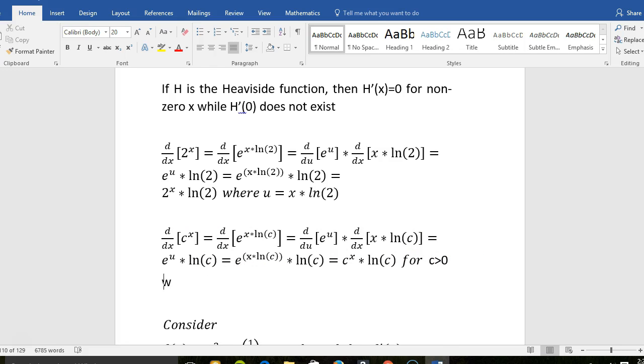Again, where u equals, it's going to be c. No, wait, it's going to be x ln c. Okay. And then, so we have that. So u equals x ln c. So I can replace 2 with 3 or 4 or the letter c. So d by dx of positive c raised to the x, you just do e to the x ln c. You do the chain rule where u equals x ln c, and you just get all this stuff right here.